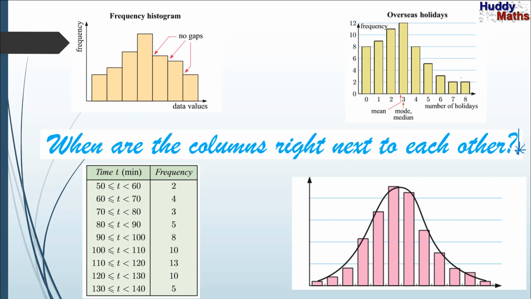When are the columns right next to each other in these column graphs, these vertical column graphs? We've done a few of these in the earlier presentations. Here's one up here, overseas holidays. How many holidays have you been on overseas? A number of holidays along the bottom here, and the number of people who've been on that many holidays. So can you have 4.5 in between these two? Can you have 4.5 holidays? No, you can't. So they're separate columns.